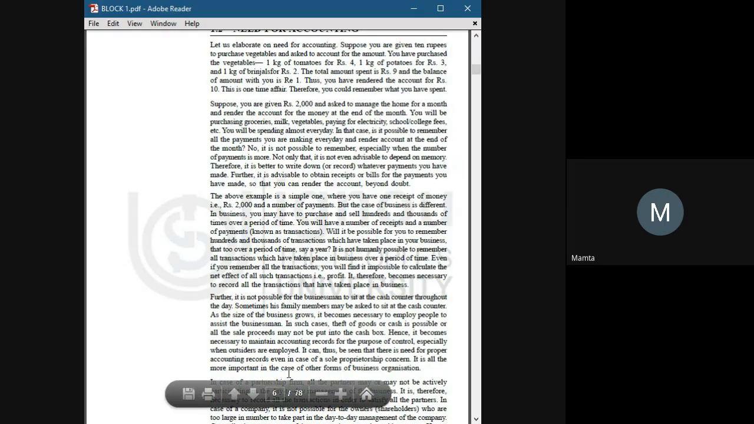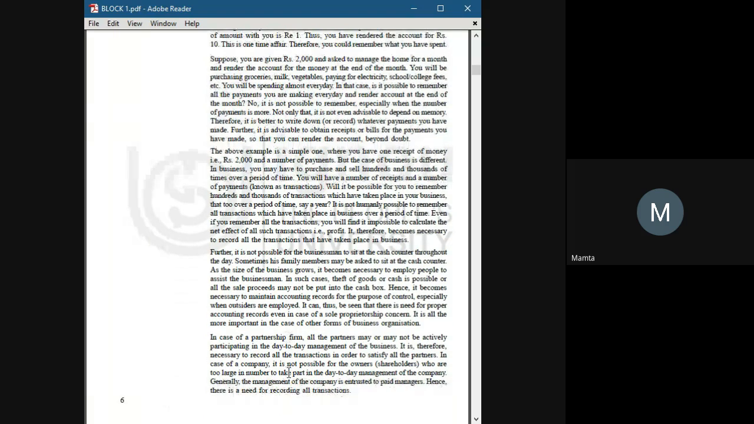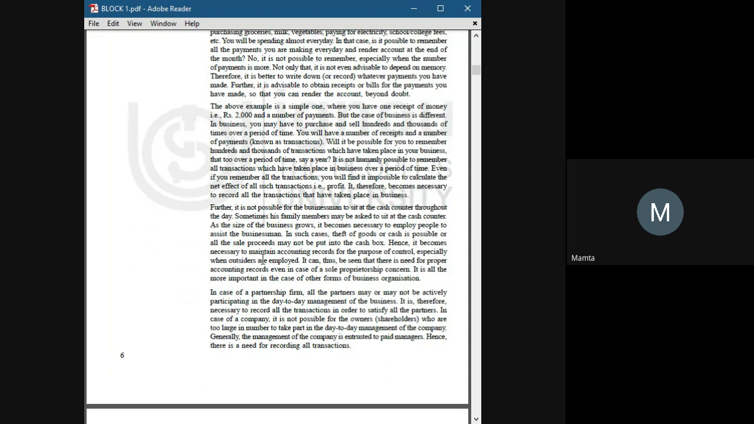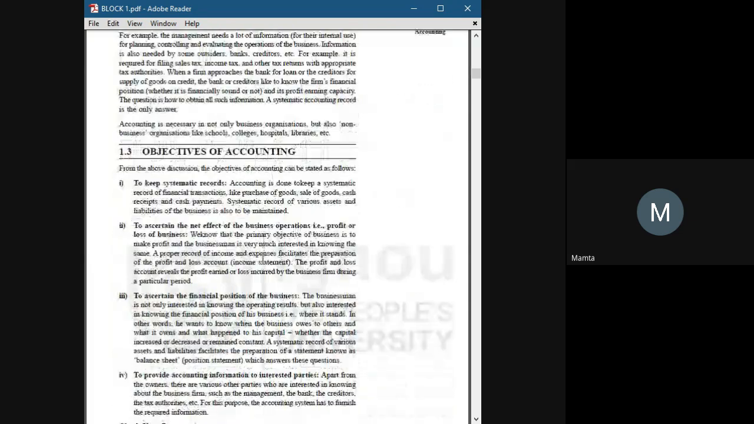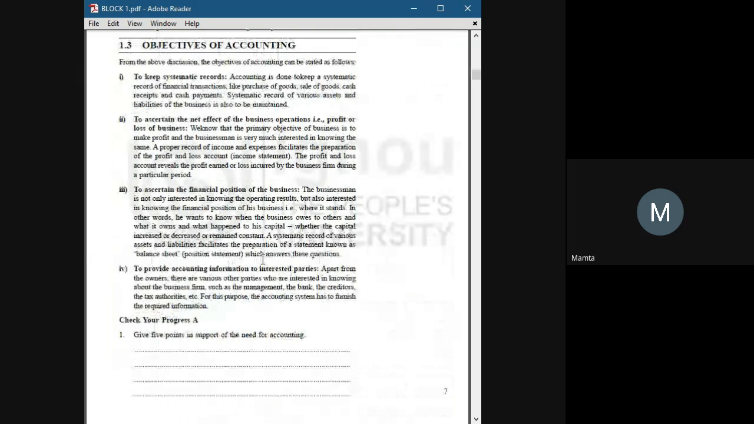So, you are pretty much right because to ascertain the profit and loss of our business, we do accounting. Without accounting, we can't know whether we are making profits or how much profit, or whether we are drowned in loss, or how much loss. So, this was the need and objective of accounting. They are similar somehow.